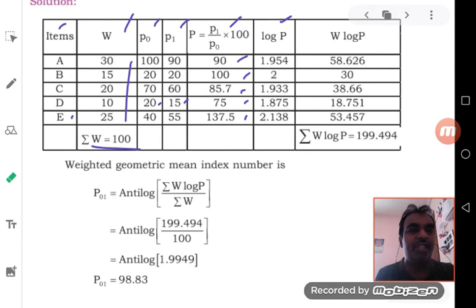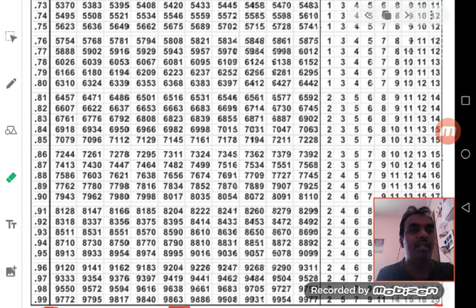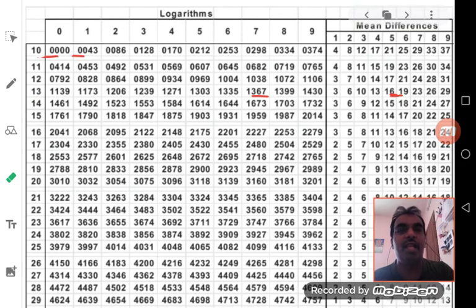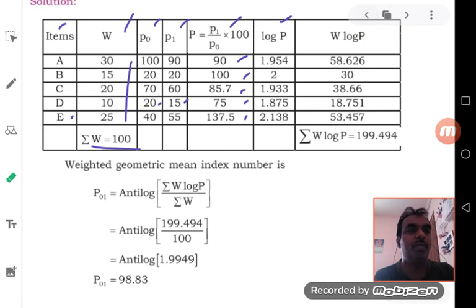For 137, you have 3 digits, therefore you have to take 2 point. Now 137.5 means 13th row, 7th column, plus mean difference of 5. 137 next to 7, go to 13 row and 7 column, therefore this one, and mean difference 5. So 1367 plus 5, what difference do you get? 16. 1367 plus 16, you should be getting 138. So 2.138.